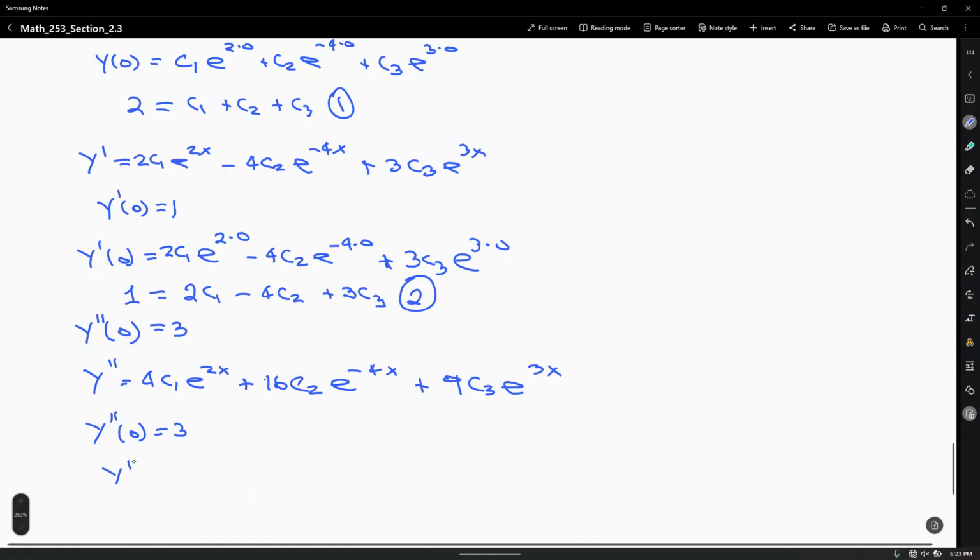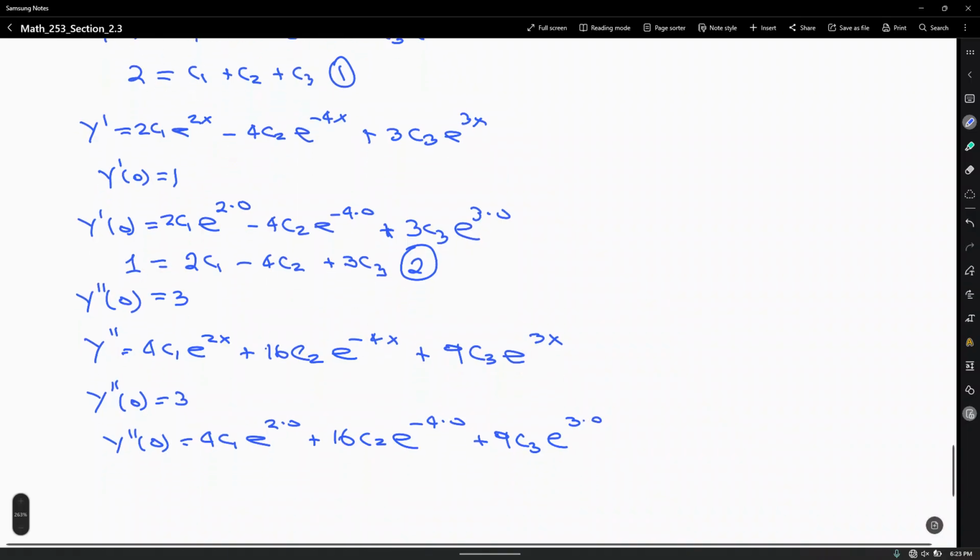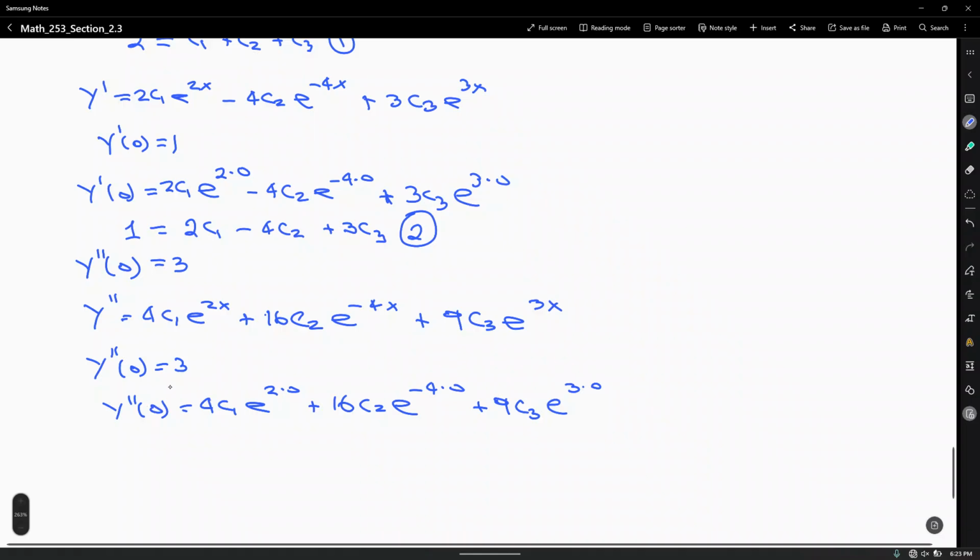Okay, so y double prime of 0, that means substitute 0 into the second derivative of the solution: C1 e to the 2 times 0, plus 16 C2 e to the negative 4 times 0, plus 9 C3 e to the 3 times 0. Again, all these exponentials raised to the 0 power reduce to simply 1. And y double prime of 0 equals 3. That is 4 C1 plus 16 C2 plus 9 C3, and call this your equation 3.